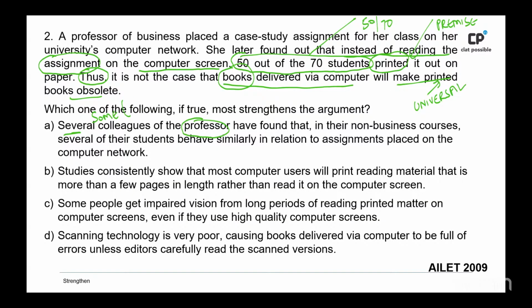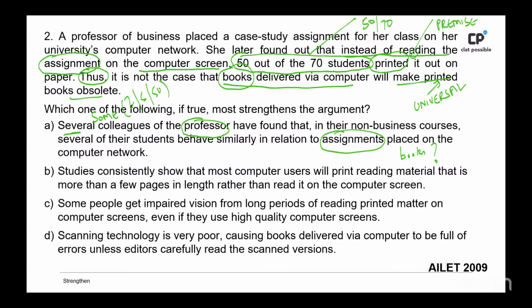Chalo, one नहीं लेते हैं, two ले लेते हैं. It could be just two colleagues, it could be five, it could be 50, right? So even in their subjects, students actually printed assignments. Now, option A looks like some more data to support the conclusion, but it is still not talking about books. Will they behave in the same way with regard to the books?